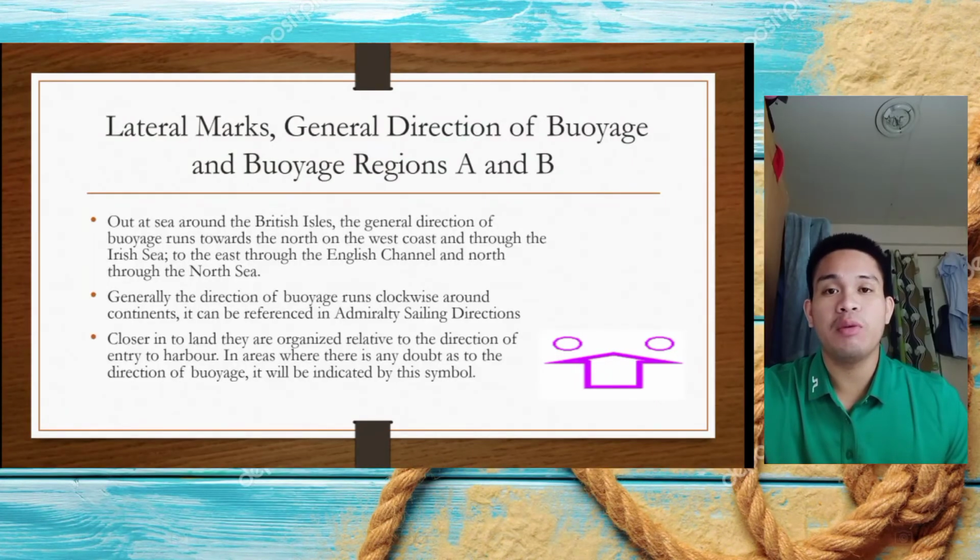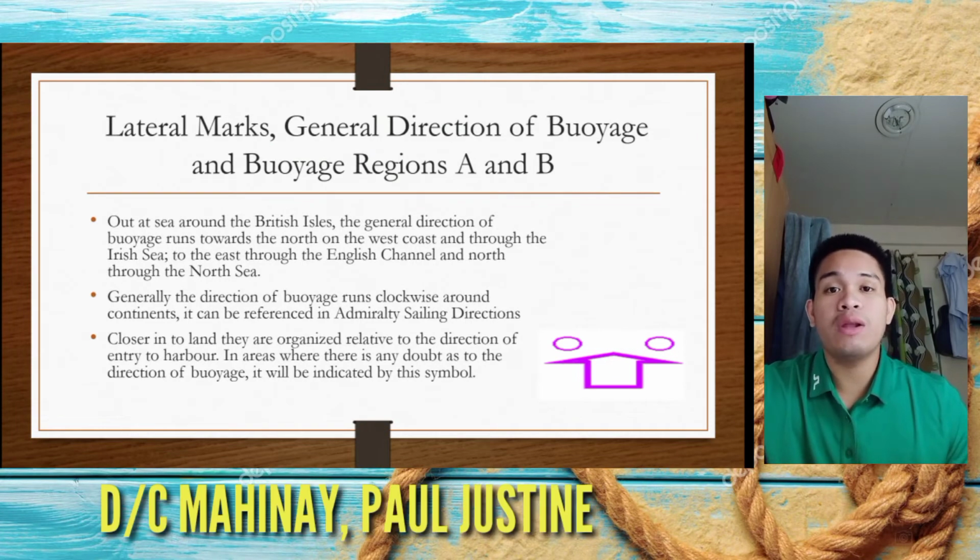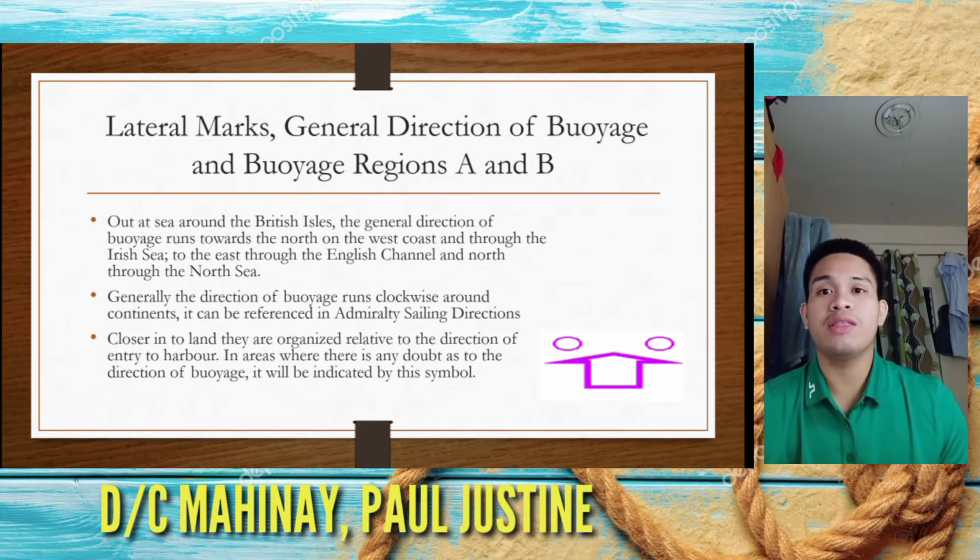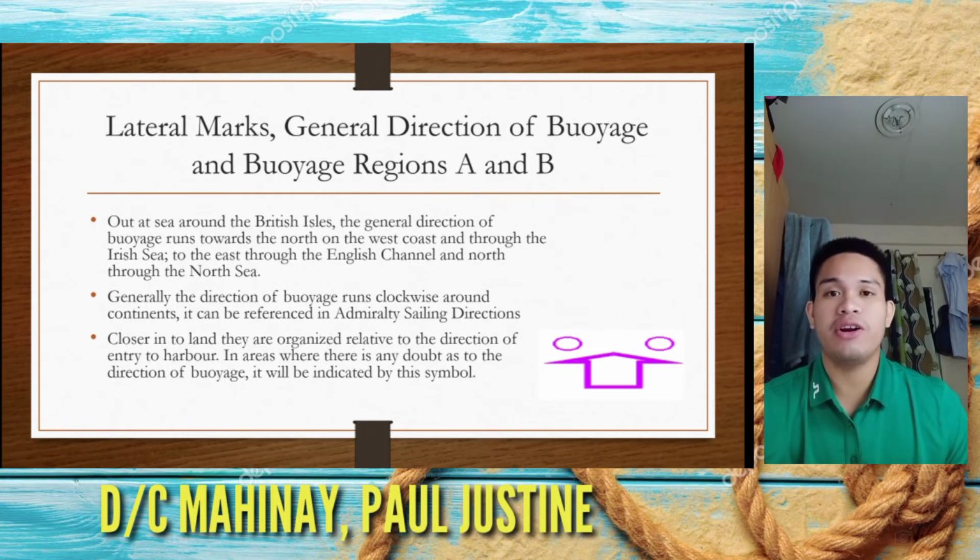Hi, I'm Cadet Paul Justin Mahinay. I will discuss the lateral marks and the general direction of buoyage. First, I will explain again the lateral marks. We already know this is generally used for a well-defined channel, in conjunction with a conventional direction of buoyage. They indicate the port and starboard hand side of the route. In the conventional direction of buoyage, there are two ways: the local direction of buoyage and the general direction of buoyage.